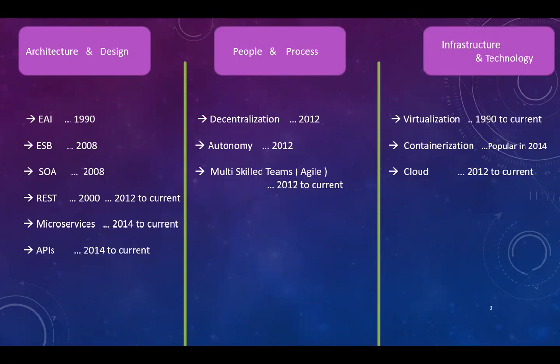Next, we'll see how these things have evolved and in what duration. That is what I have added in this particular slide. If you see, EAI started in the 1990s, ESB in 2008, and resource architecture came in those timings. All these things are still relevant. Nothing has become outdated, but they have transformed into a different form. That is what we are going to see in this topic.